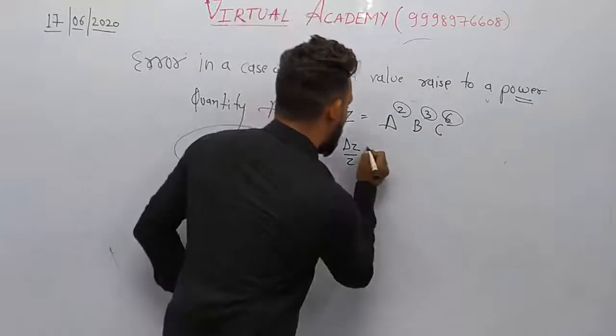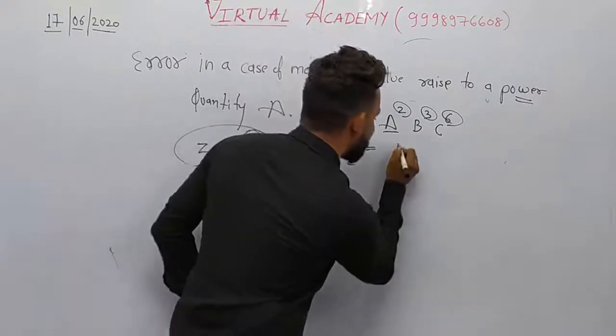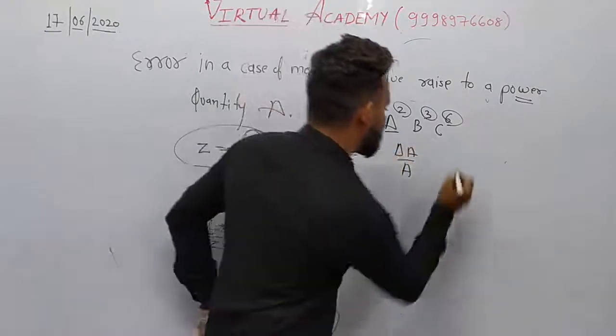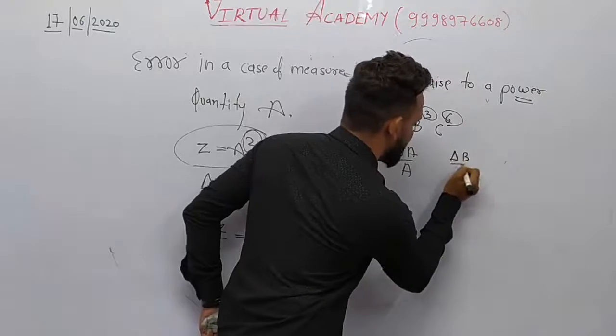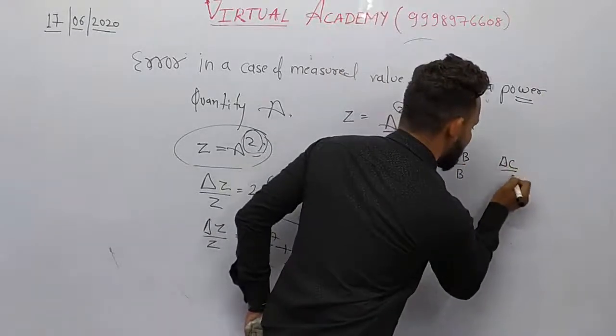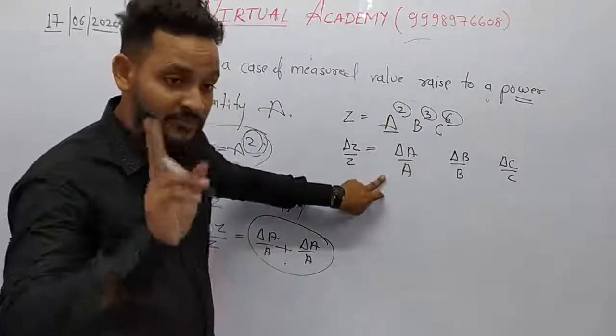Plus. Now what about A? What about the physical quantity A? It's delta A upon A. Now what about B? It's delta B upon B. Now what about C? It's delta C upon C. Clear? When there is a term of division, then we have to do subtraction.